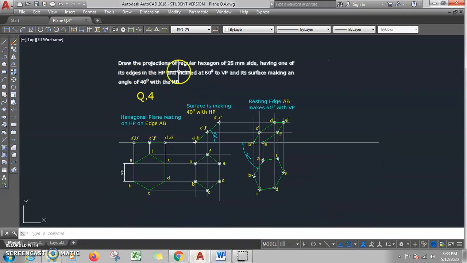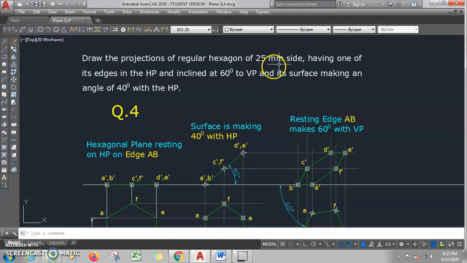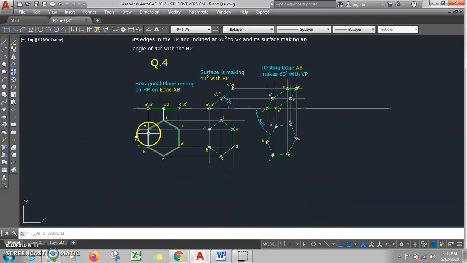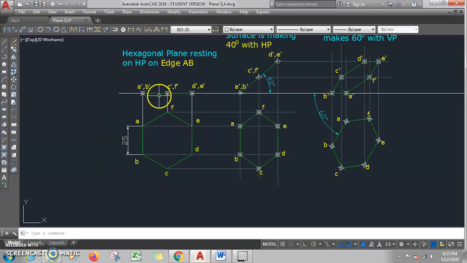Now, what is given? The regular hexagon has a side of 25 mm and one of its edges is in HP. So it is resting on HP on one of its edges. So the resting condition is given. Whenever a plane is resting on HP, the next conditions are the theta plane condition and the phi edge condition. So let us focus first on the resting condition.